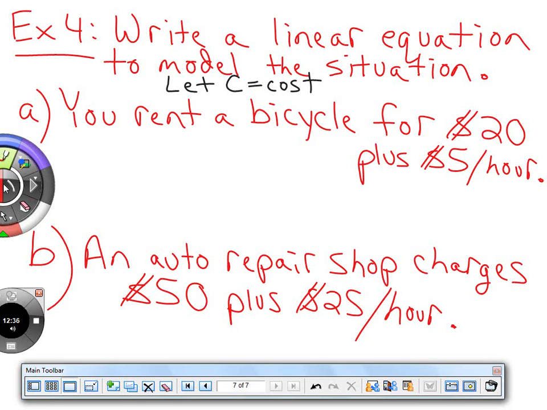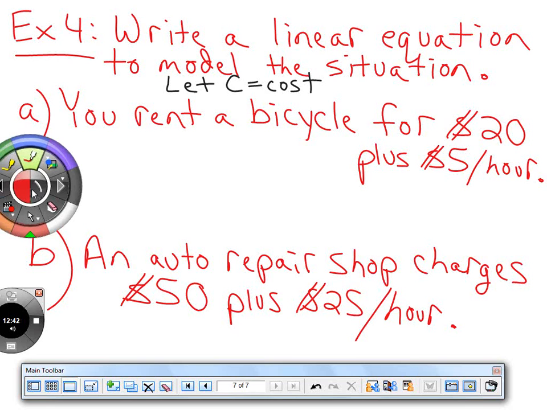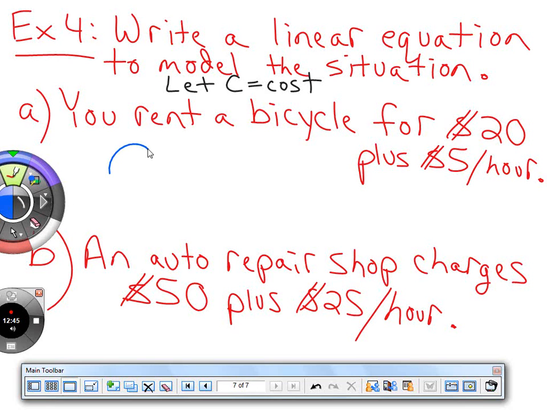We need to be able to write an equation to model real world things, like for example, cost. So we want to represent cost. So let's say C is the cost. So we don't always use X's and Y's, you know. I mean, we use whatever letters make sense. So C makes sense for cost.